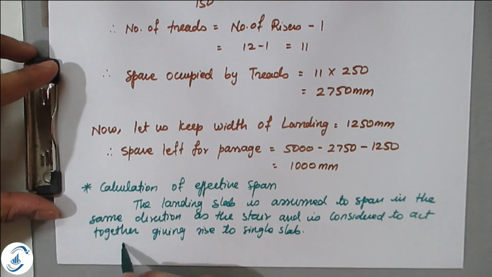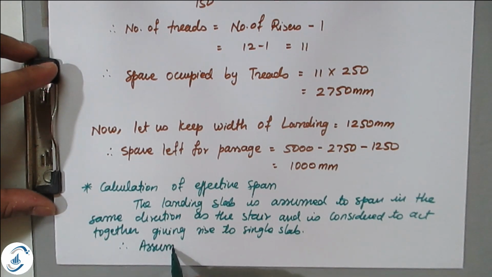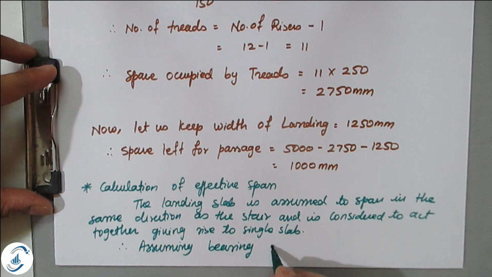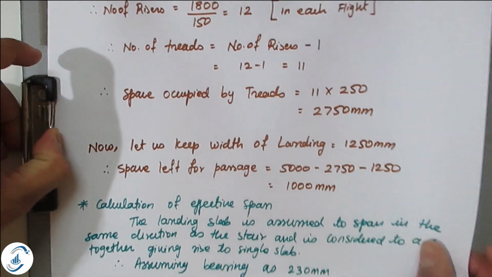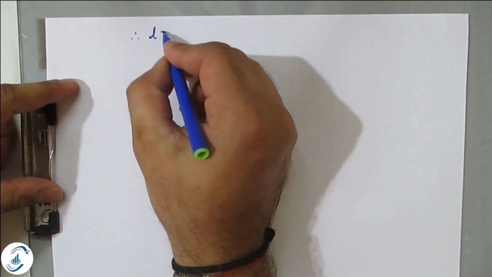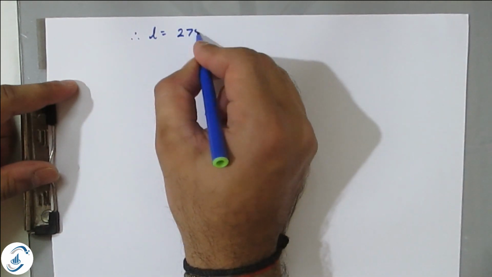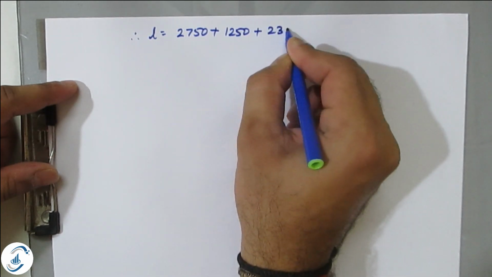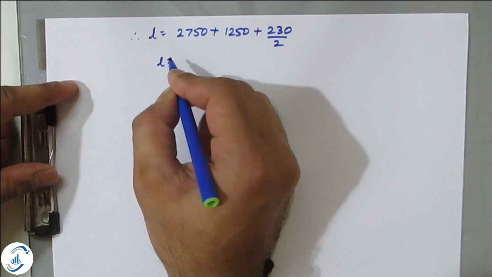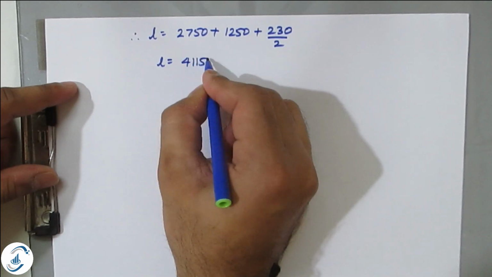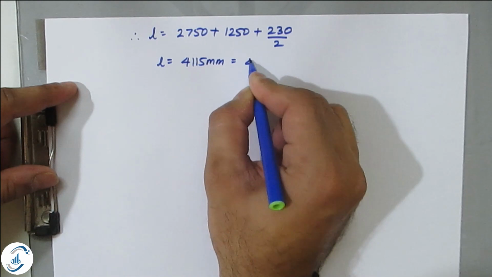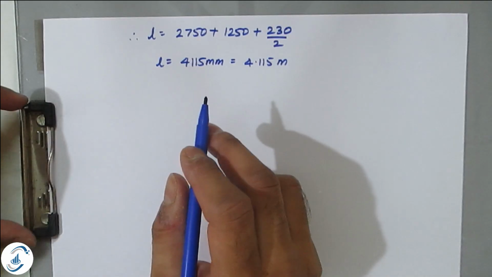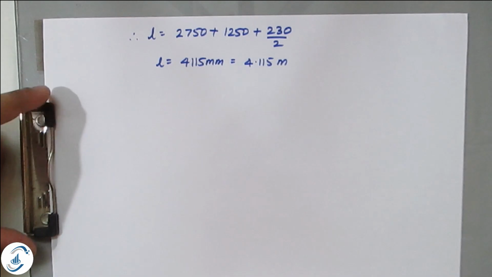So therefore now assuming the bearing on which the slab will rest as 230 mm, based on this we will calculate the effective span. Therefore L is equal to the space required for tread, which was 2750, then landing slab 1250, and the bearing which we had assumed, 230, divided by 2. So L comes out to be 4115 mm or 4.115 meter.